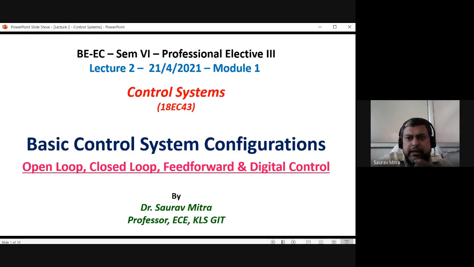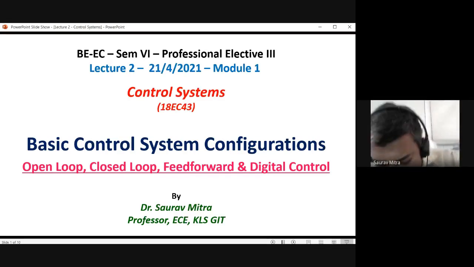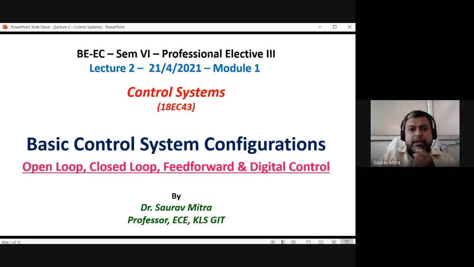So we are starting the second lecture of control systems. Today we are going to start with the syllabus. The previous lecture was all about the introduction. We had discussed the syllabus. We had discussed the book. That is, we are going to follow the book of M. Gopal. A soft copy of that book is already given to you.